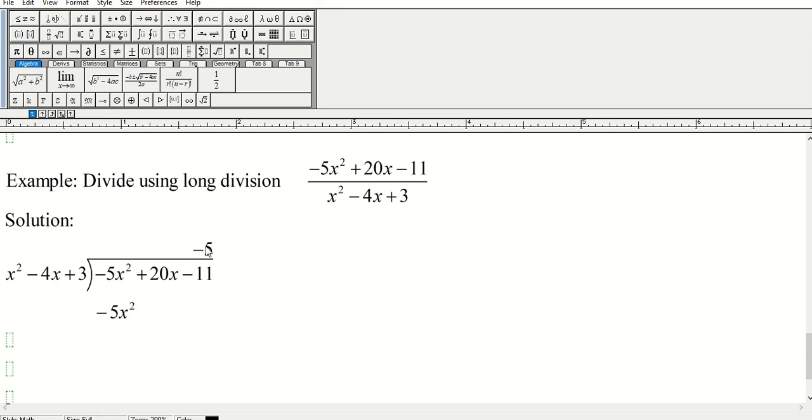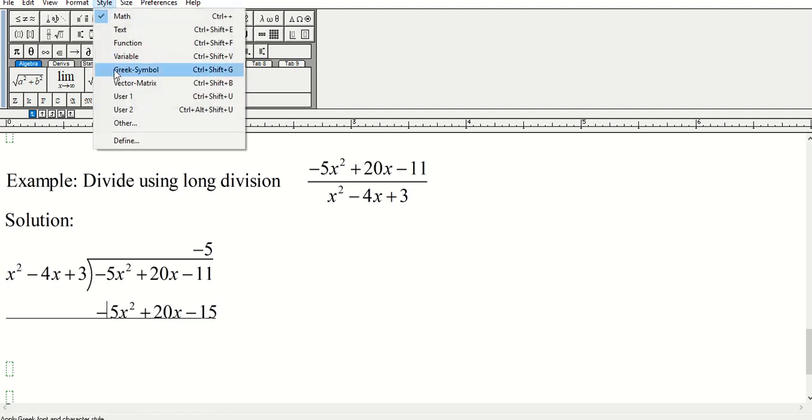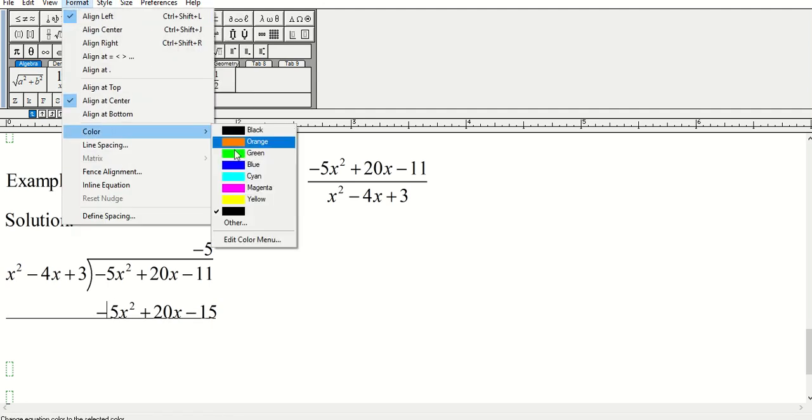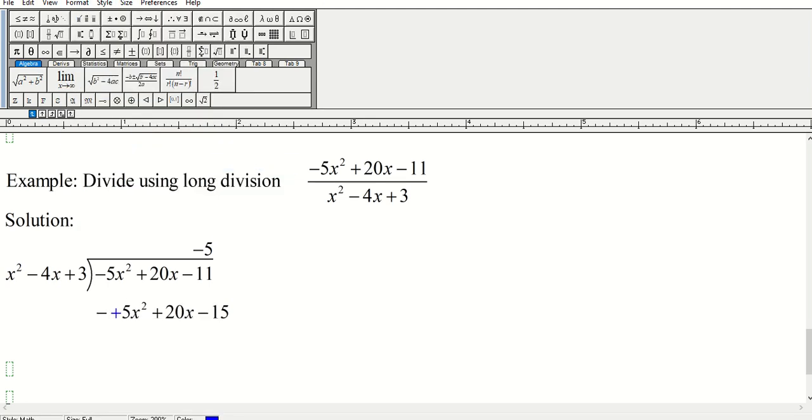Right? And now let's multiply through. So -5 times -4 is going to be a positive 20x. And -5 times 3 is going to be a -15. And we're going to add down. Oh, wait. We got to change the signs. Okay, here we go. Let's change our color over to blue. Change the sign, right?